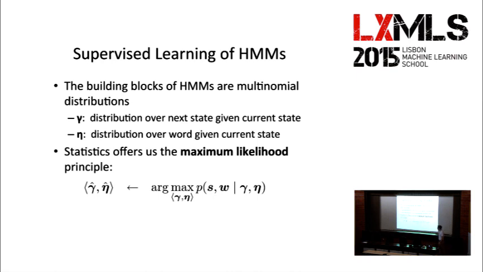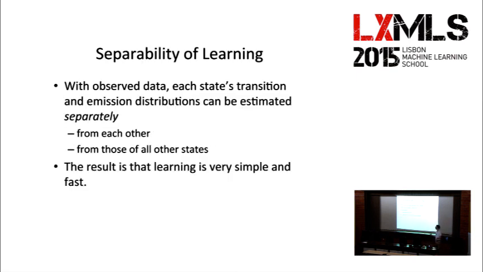It is not a difficult exercise to show that this has a closed-form solution, and you get it by counting. It's just like with the Markov model, just like with the Ngram model. Just to give a little bit of theory behind this, it's kind of a nice thing to see because it comes back in more advanced topics. When your data are observed, the transition and the emission distributions can be completely separately estimated from each other and from those for the other states. Each little die can be estimated on its own without worrying about any of the others. And the result is that all you have to do is count things up and normalize them.